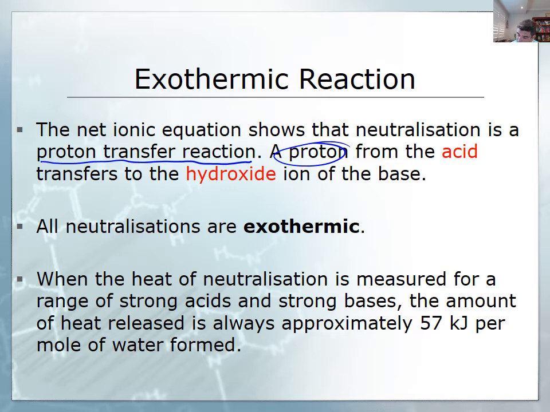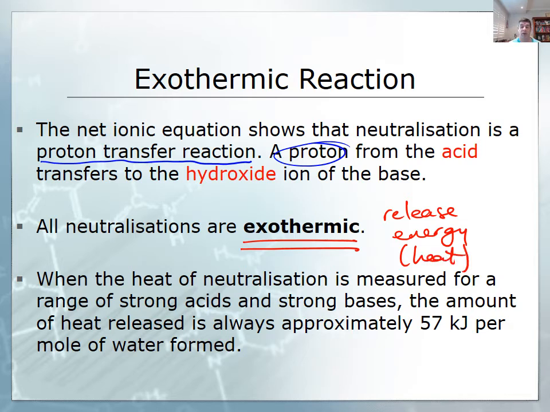And one very important thing is that all of these reactions, irrespective of which acid or which base we use, are exothermic. They all release energy in the form of heat. So you can actually monitor temperature changes. When heat of neutralization is measured for a range of different types of acids and bases, as long as they are strong acids and bases, and that's what we're focusing on at the moment, the amount of heat released is always the same. It's very, very close to, anyway, 57 kilojoules per mole of water formed.